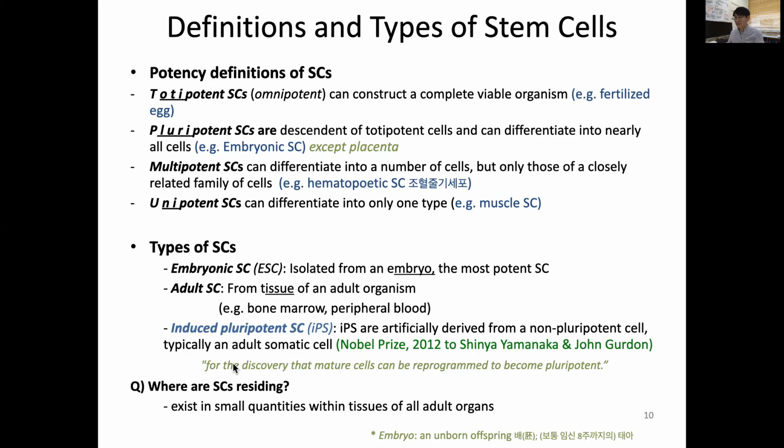And so this is the wording in the Nobel Prize for the discovery that mature cells can be reprogrammed to become pluripotent. And you can ask questions like, okay, what are the stem cells? They are cells, so they may look similar. It's hard to find. So by definition, they exist in very small quantities. That's why it has been so long to discover the stem cell within tissues of all adult organs.